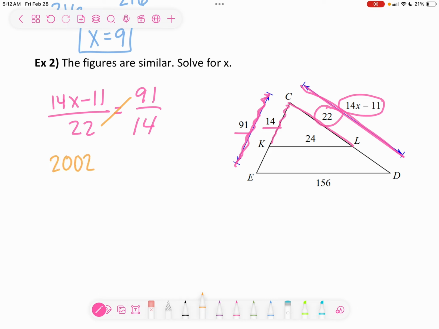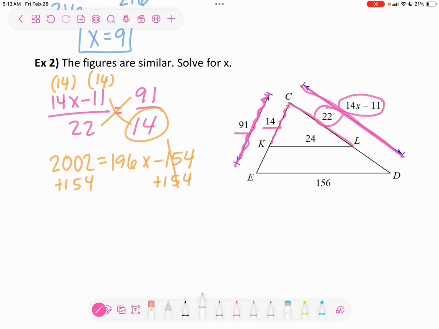2002 equals, and then when you multiply 14 by 14x minus 11, you need to distribute. You need to multiply it by both of them. So 14 times 14 is going to give us 196x minus 14 times 11, which is 154. Now we just solve the equation. So since we see subtracting, we add 154.